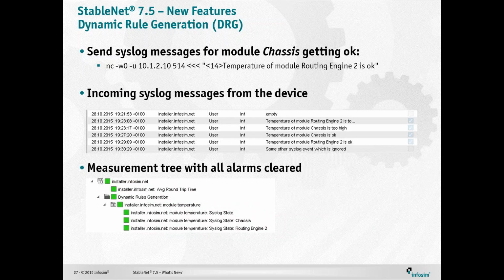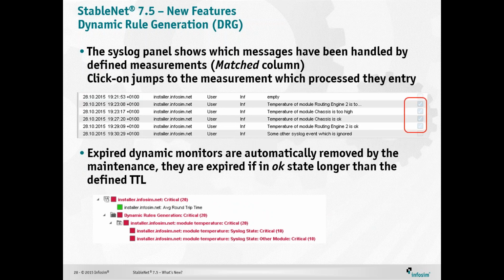That's expected. And one important thing I want to show you: you perhaps noticed on the slide before that there are checkboxes on the right side of the syslog entries. That's the column called matched, and if this is checked, it indicates that this syslog was processed by one syslog measurement of the system. You can also just click on the checkbox and StableNet jumps directly to the measurement in the tree and shows which measurement processed this syslog entry. So you can see the empty one and some other syslog events which are ignored messages have not been processed, but our example messages have been processed by our syslog measurement.